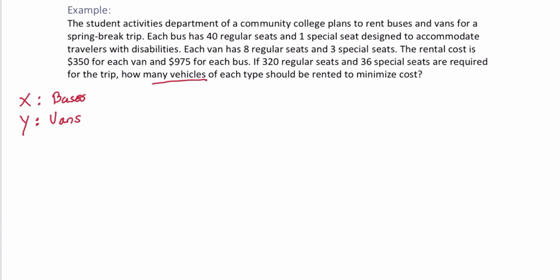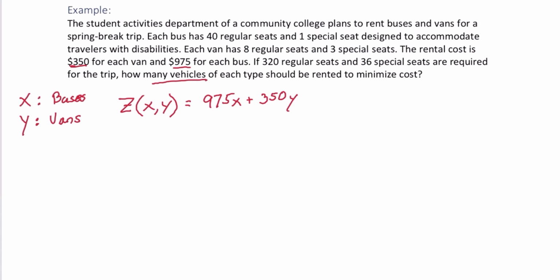Up next, we'll create the objective function. Z, evaluated at 2 different variables, x and y, is the thing you're trying to maximize or minimize. In this case, we're trying to minimize cost. So we want to go through and find everything that has something to do with cost. We have $350 for vans and $975 for buses. So I'm going to stay in the order that we have the variables in. $975 for each bus, that is x, plus $350 for each van, or y.